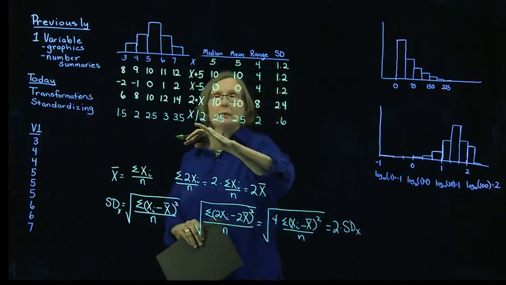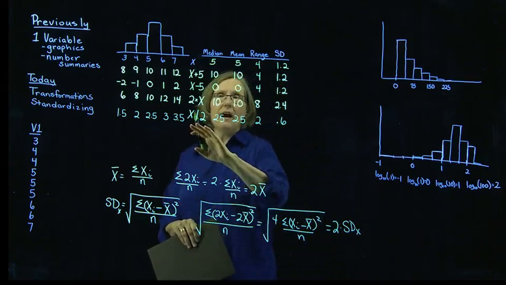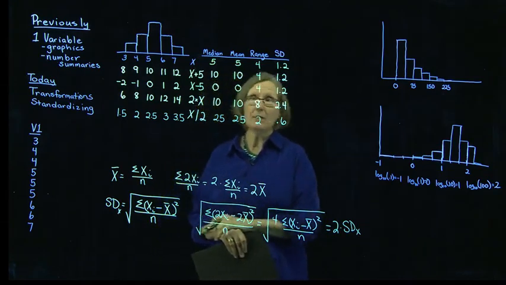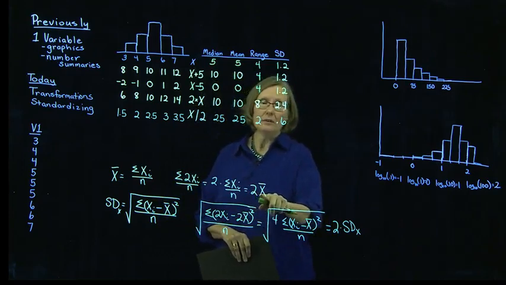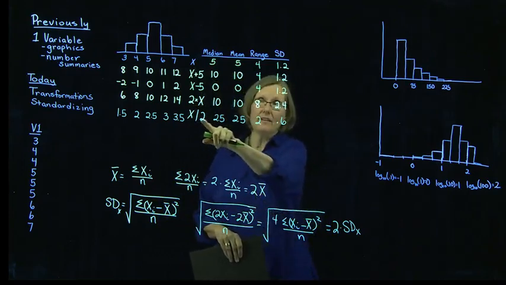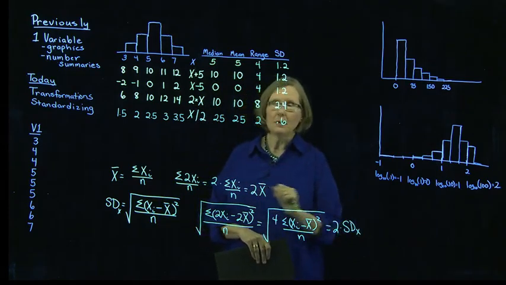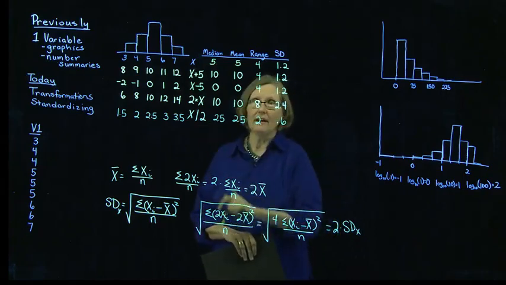Division is really multiplication by a fraction. Dividing by 2 is the same as multiplying by a half, so it has the same effect. It will decrease the mean by the factor of a half. It will decrease the standard deviation by a factor of a half.